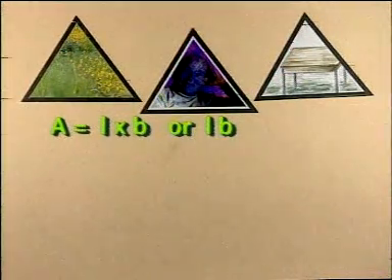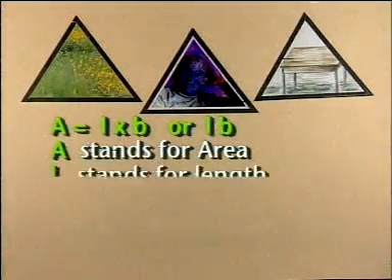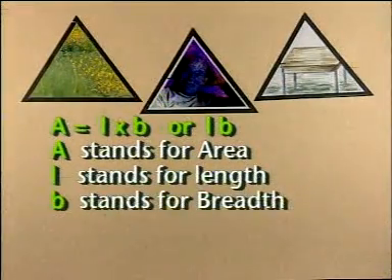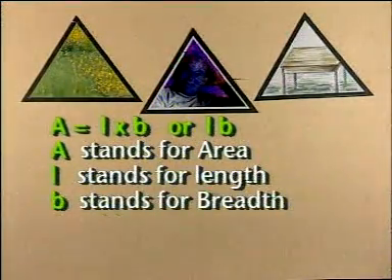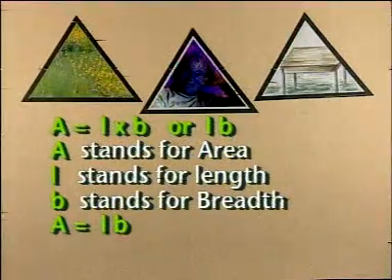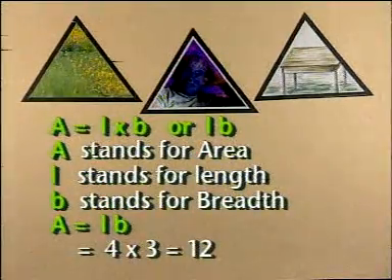In order to find the area of a rectangular shaped object, we will use the formula A equals L into B. Here we have used 3 abbreviations, A, L and B. A stands for the area, L for the length and B for the breadth. So by multiplying length into breadth, we can find out the area of a rectangular shaped object.